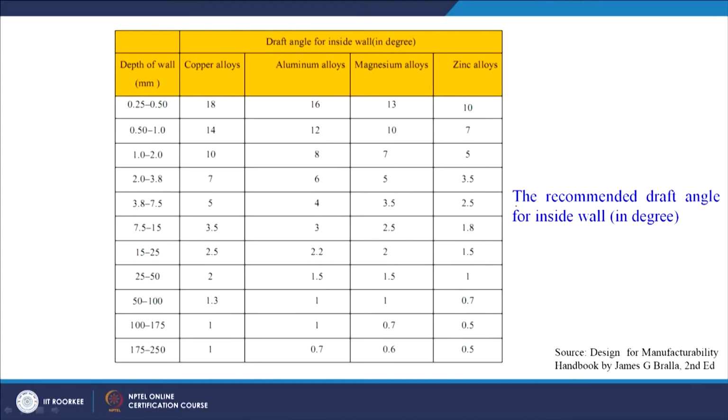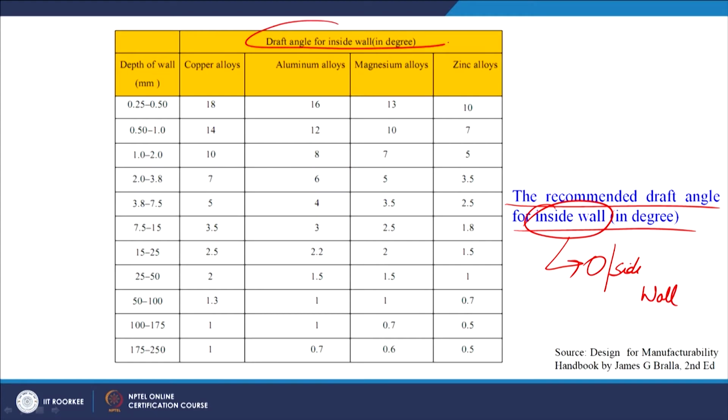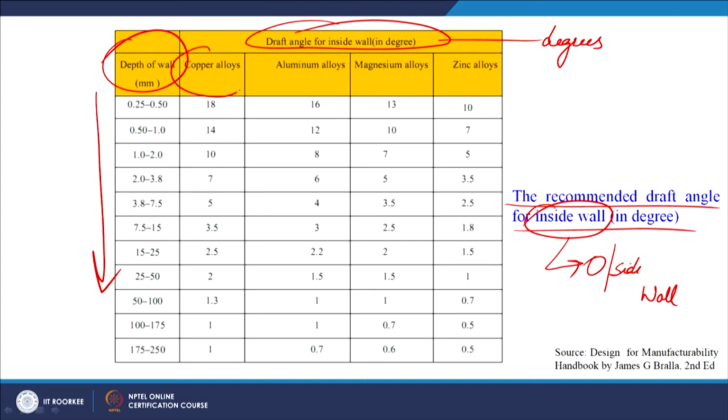So again, this type of tables or recommendations are available, and if you remember, this is for the inside wall, and based on this we can also select for the outside wall. The draft angle for the inside wall is given in degrees, and you can see depending upon the depth of the wall in this direction, for copper alloys, aluminum alloys, magnesium alloys, and zinc alloys, what must be the angle which we must provide as a draft.